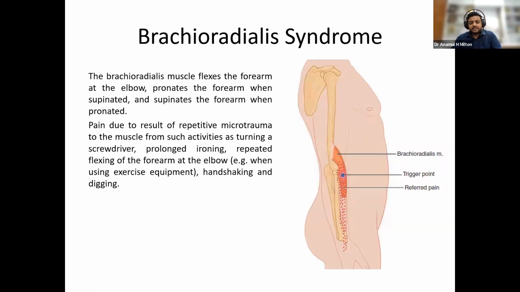So brachioradialis, it's just the lateral side of the elbow. Sometimes it may mimic lateral epicondylitis. Sometimes it may mimic posterior interosseous symptoms. Sometimes it also mimics radiculopathy. But there are a few things you need to check.